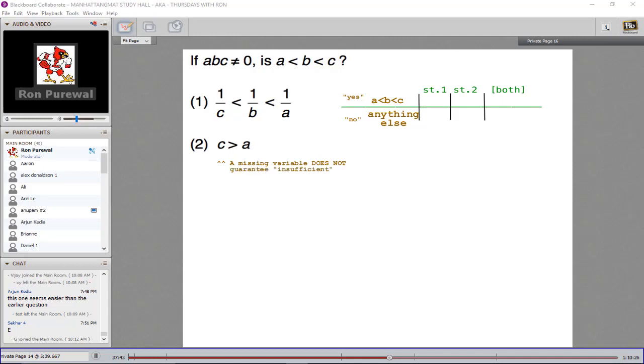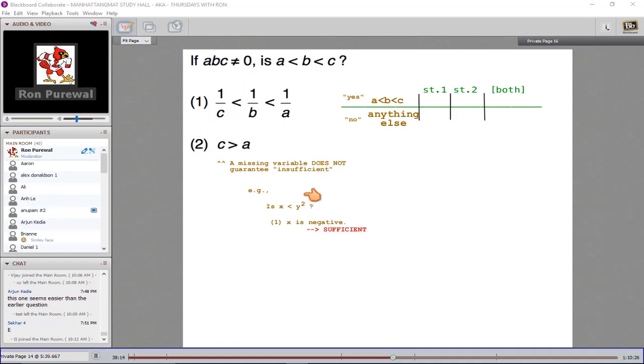For example, if I gave you something like this, is x less than y squared? If I told you that x is negative, this would be sufficient. Give me a smiley face if that makes sense. Even though I'm not telling you anything about y, give me a smiley if you see why that would be sufficient.